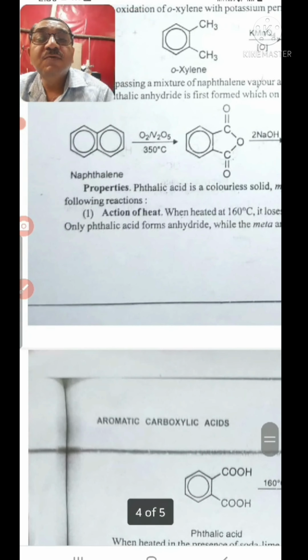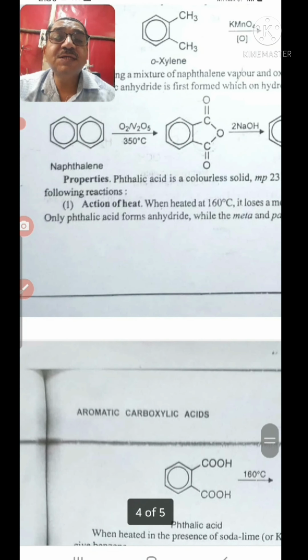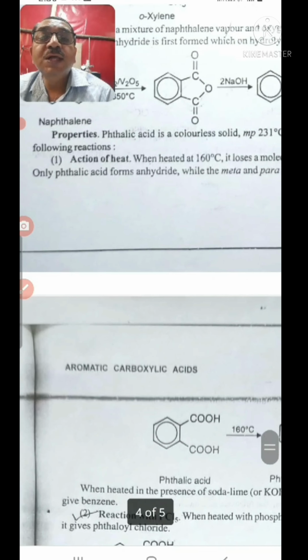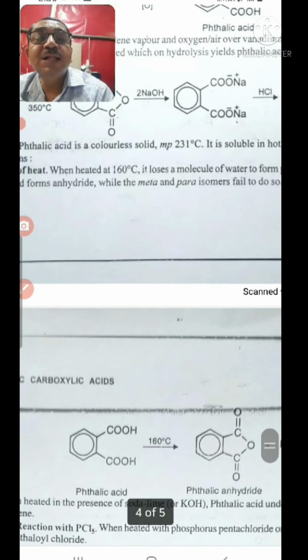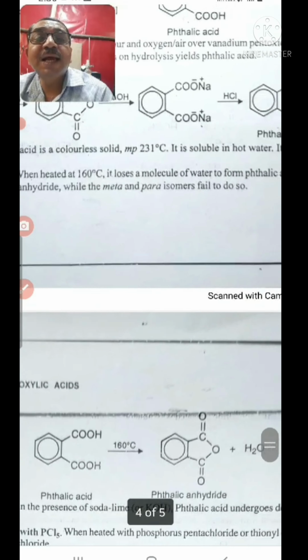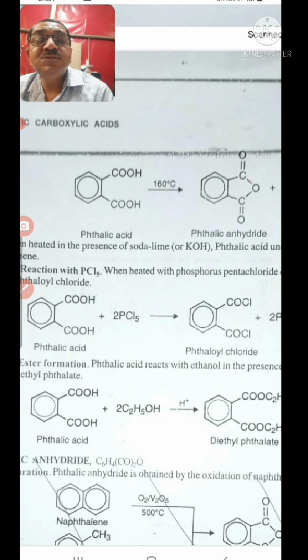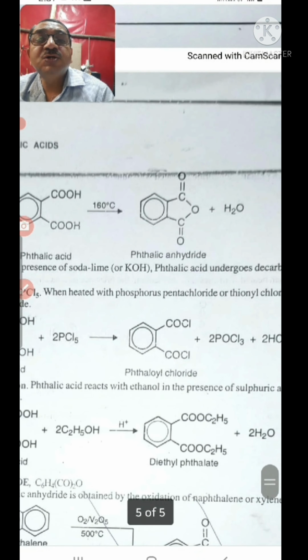It gives the following reactions. When we consider the syllabus, we have three reactions: action of heat, action of PCl5 and action of ethanol. Now consider the first reaction, action of heat. When phthalic acid is heated at 160 degrees centigrade, it loses a molecule of water to form phthalic anhydride. Only phthalic acid forms anhydride, while the meta and para isomers fail to do so. So phthalic anhydride can be prepared from phthalic acid just by heating at 160 degrees centigrade.